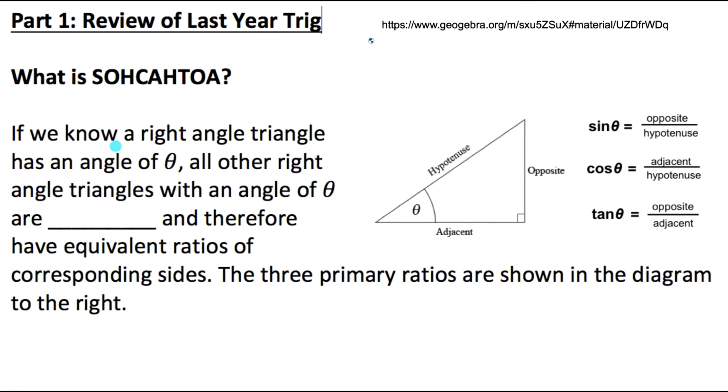Well, let's read over here. If we know a right angle triangle has an angle of theta, all other right triangles with that same angle of theta are similar. And what do we know about similar triangles? We know they have equivalent ratios of corresponding sides. So if we have a right triangle with a reference angle of, let's say, 20, all other right triangles with that same angle of 20 are going to have the exact same sine, cos, and tan ratios. And let me show you that in this demonstration here.